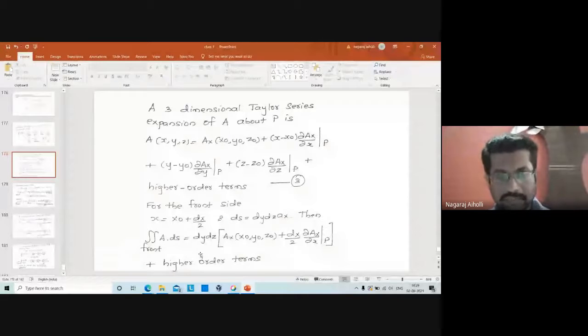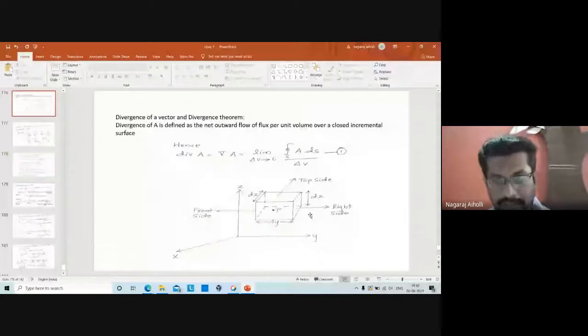For the back surface, what are the changes here, students? This area will be ds is equal to dy dz into minus ax because it's a back surface. Let us look at the figure. So it is the back surface here, the opposite side. Okay, so it will be dy dz minus ax.